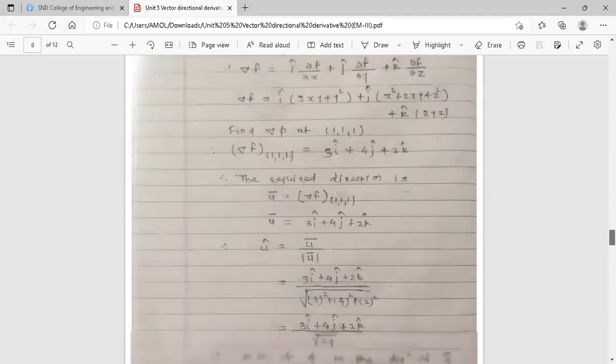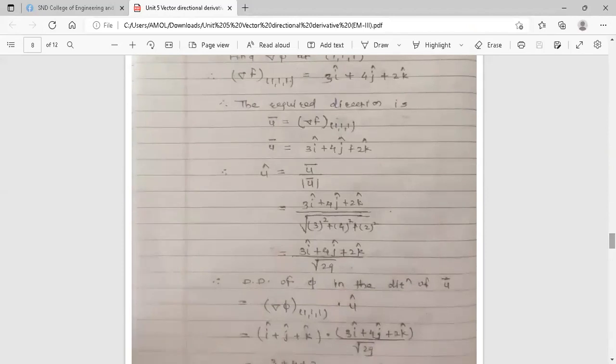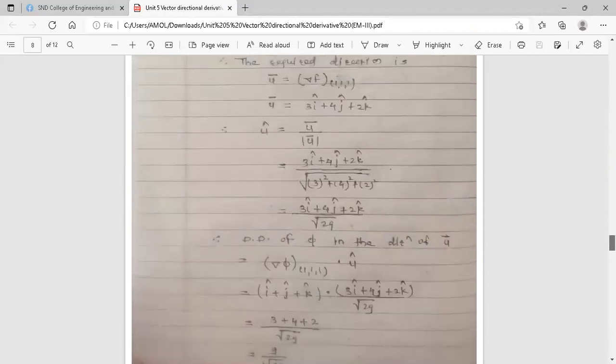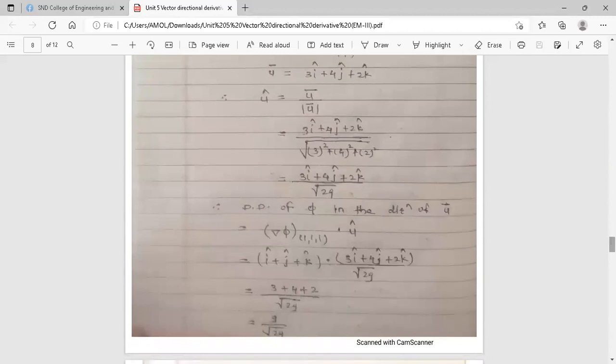So here we have discussed gradient of phi, gradient of a scalar point function, and we have also discussed directional derivative. We have discussed a few examples on directional derivative of a scalar point function. And now we are going to stop here. This session is over. Thank you.